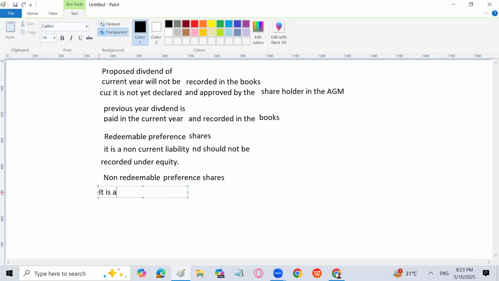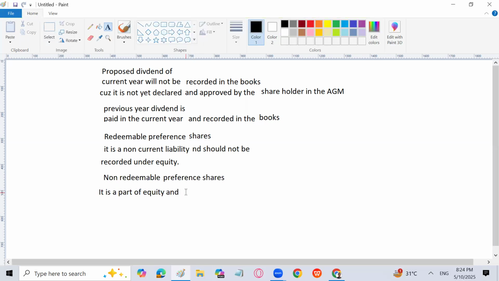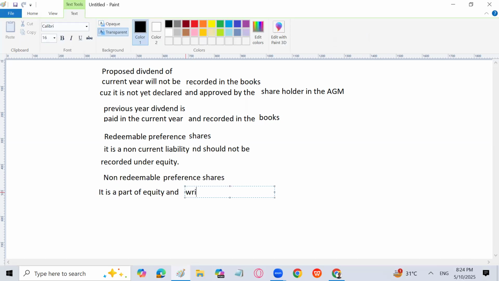It is a part of equity, right? And written in the statement of changes in equity. स्टेटमेंट ऑफ चेंजेस इन इक्विटी में भी आएगा और बैलेंस शीट में भी आएगा, इक्विटी सेक्शन में.